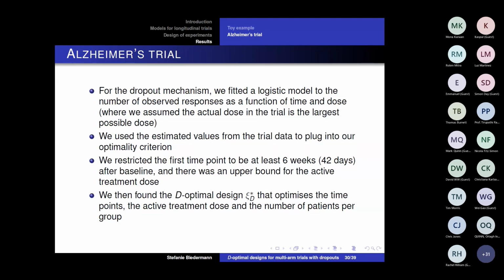And then, for practical reasons, we also restricted the first time point to be at least 6 weeks after baseline, because we thought anything earlier might be too early for the treatment to work. And then we also put an upper bound for the active treatment dose, which was actually the dose that they had in the trial. Okay, then we found the optimal design that optimizes the time points, the active treatment dose, and the number of patients per group. And now let's see what we got.